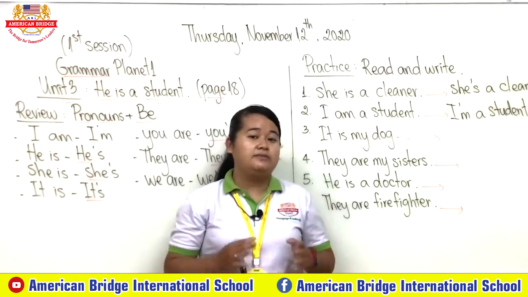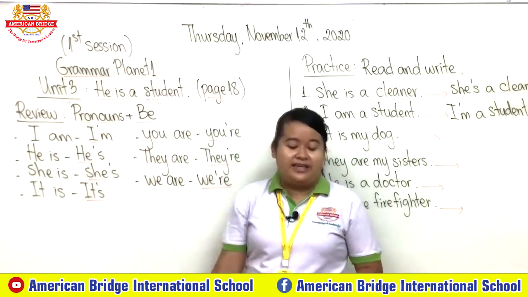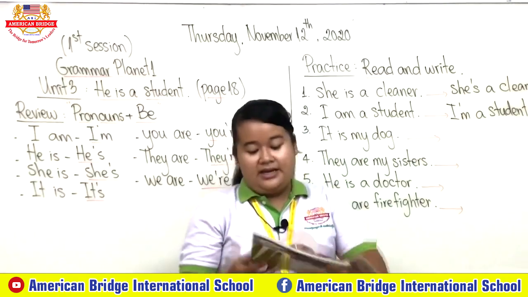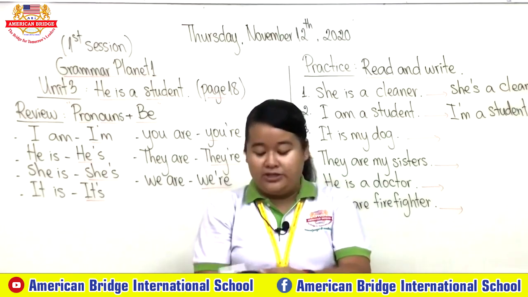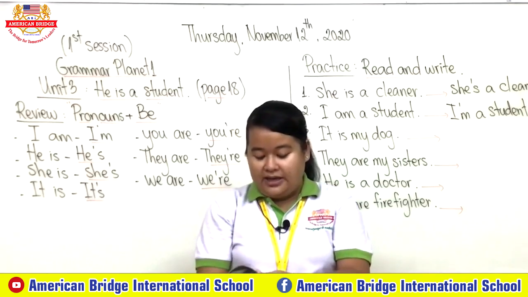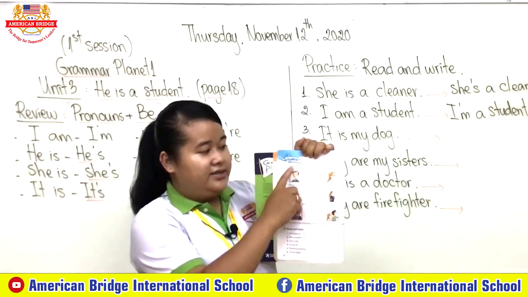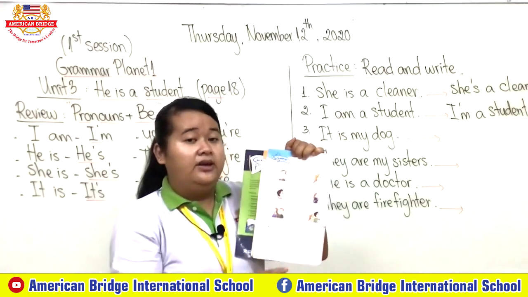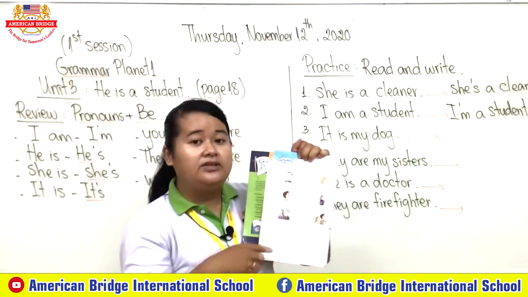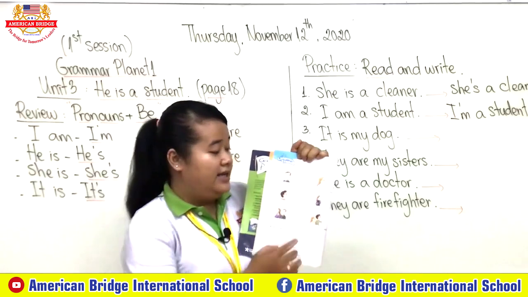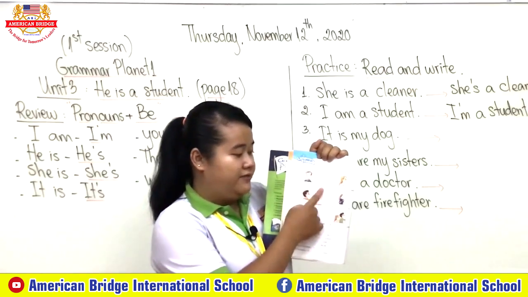Right now let's move to our book, Grammar Planet 1, on page 18. Here is our page 18. For the first exercise, you need to look and circle. You need to look at the picture, and we have sentences here where you need to choose the correct answer. You need to read the sentence first.